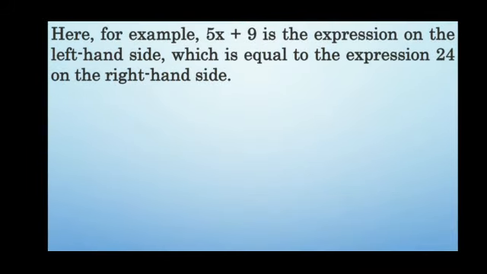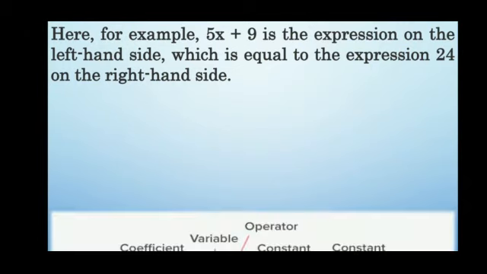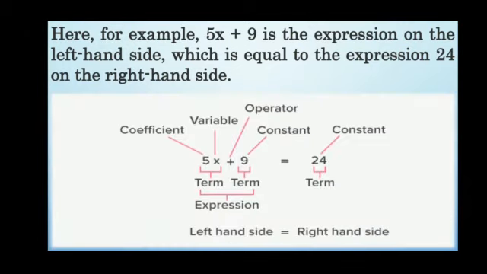Here, for example, 5x plus 9 is the expression on the left hand side, which is equal to the expression 24 on the right hand side. From the given example, you can easily understand in the equation coefficient, variable, operator, constant, term, expression. Here you have seen there is a left hand side and a right hand side separated by the equal to sign. Hence, that form is always an equation form.